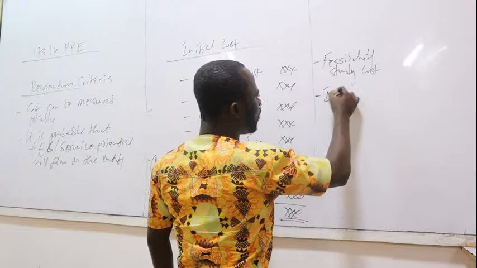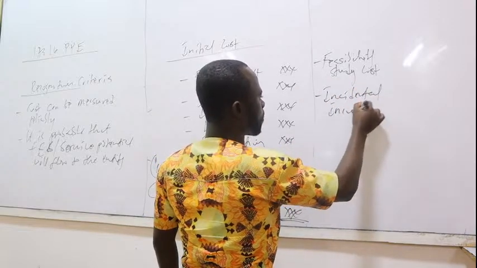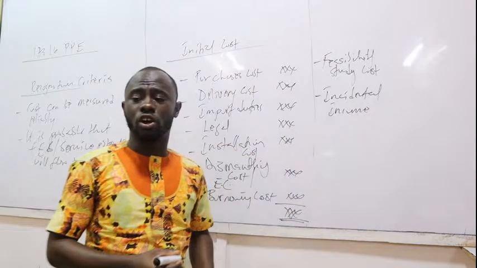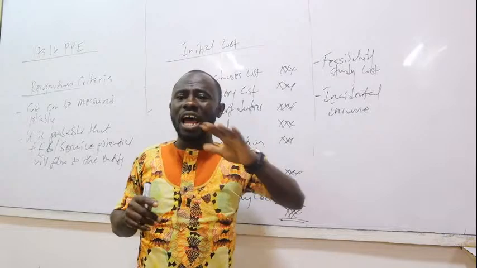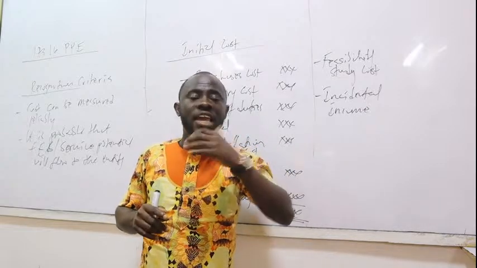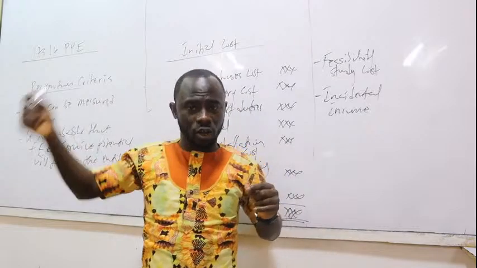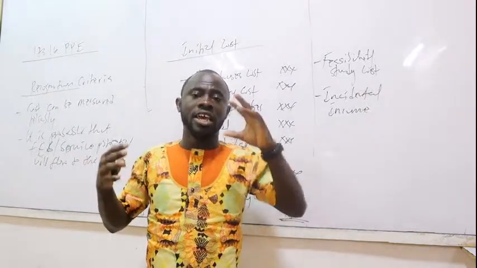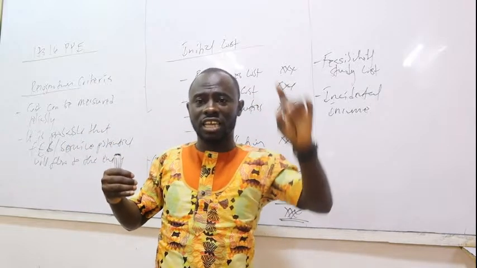Not only that, we have what is called incidental income. This is also not included in the determination of the initial cost of the asset. Now, what is incidental income? Incidental income is income that arises from incidental operations.